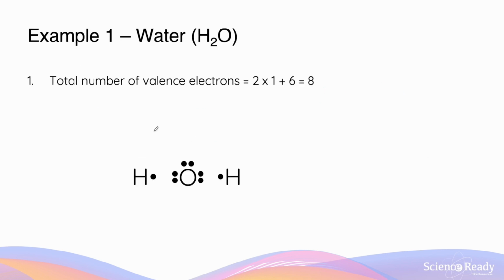Let's begin by using the simple example of water. Water consists of 2 hydrogen atoms and 1 oxygen atom. So the total number of valence electrons is 2 times 1, which is for the hydrogen atoms, plus 6, which is the valence electrons in the oxygen atom. This gives you a total of 8 valence electrons.